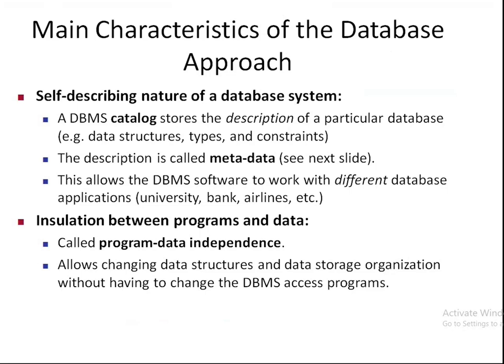The second one is insulation between programs and data abstraction. So in case of traditional file processing, the structure of data file is embedded in the application program. So any changes to the structure of file may require changing all programs that access the file. In DBMS, the structure of data file is stored in DBMS catalog separately from access programs. This property is called as data independence.